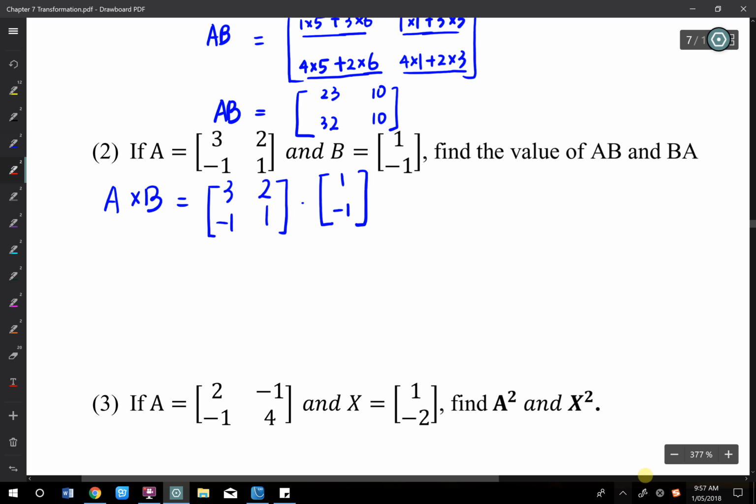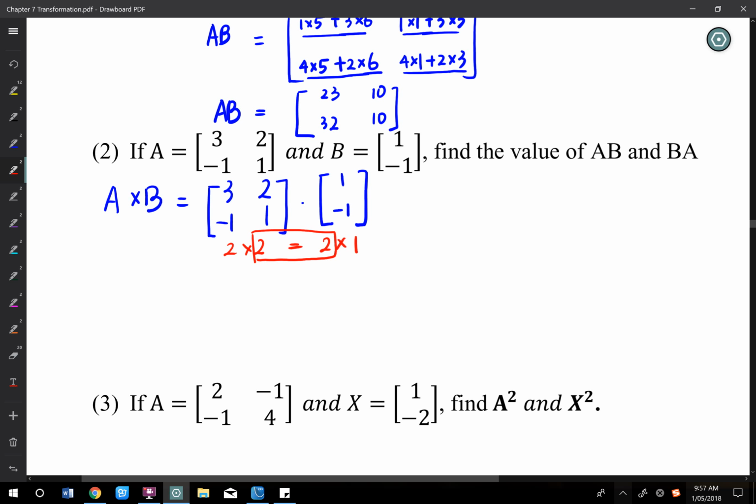Okay, the dimension for the first matrix is 2 times 2. The dimension for the second matrix is 2 times 1. The middle two numbers are the same. We need to check that first. If they are not the same, it is undefined. But if they are the same, I can keep going.